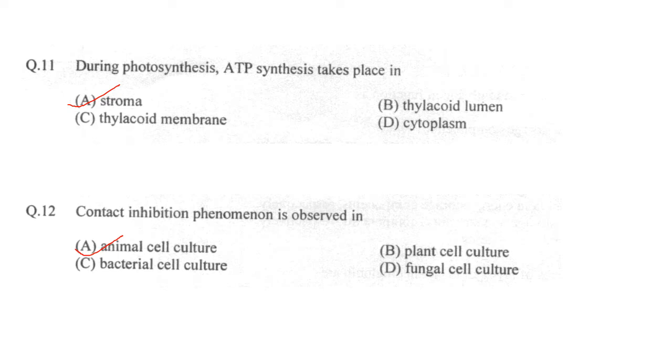Next one. During photosynthesis, ATP synthesis takes place in: option A, stroma; B, thylakoid lumen; C, thylakoid membrane; D, cytoplasm. Answer is option A, stroma. Next one. Contact inhibition phenomenon is observed in: option A, animal cell culture; B, plant cell culture; C, bacterial cell culture; D, fungal cell culture. Answer is option A, animal cell culture.